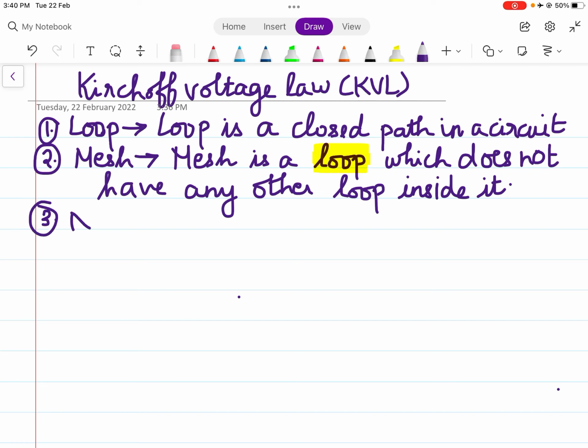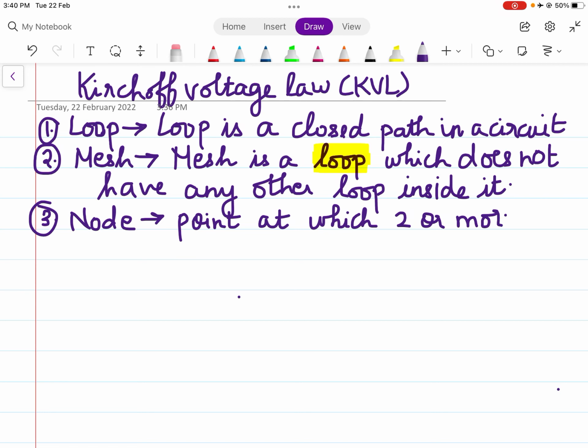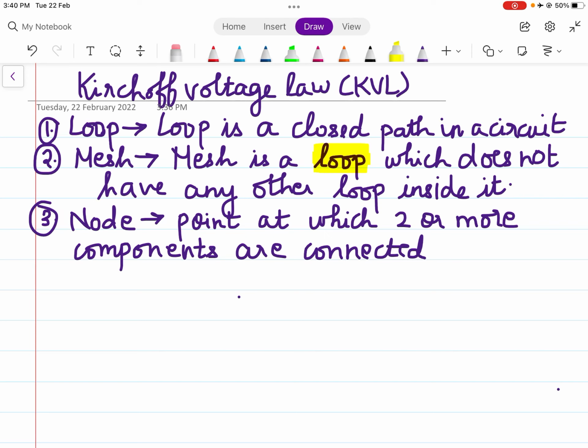Third is node. A node is a point at which two or more components are connected. So node is a point at which two or more than two components are connected.